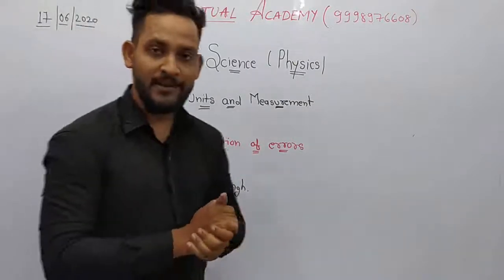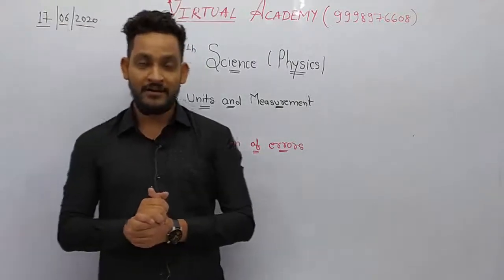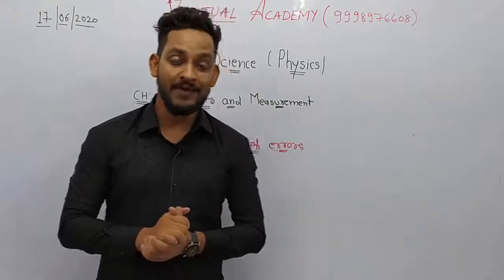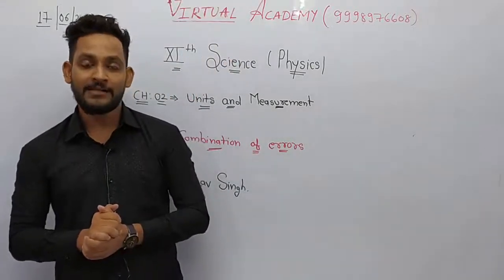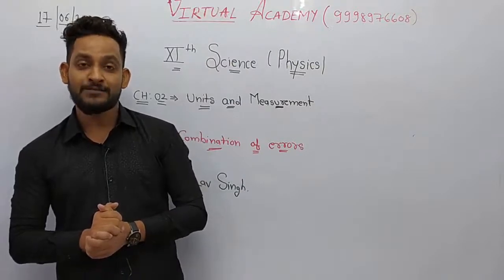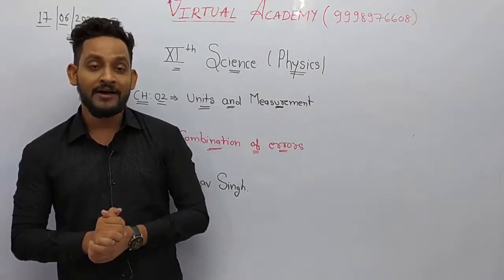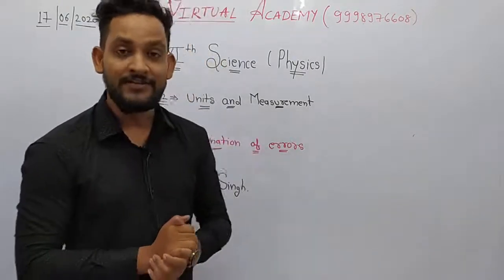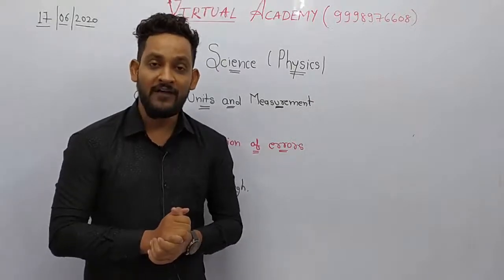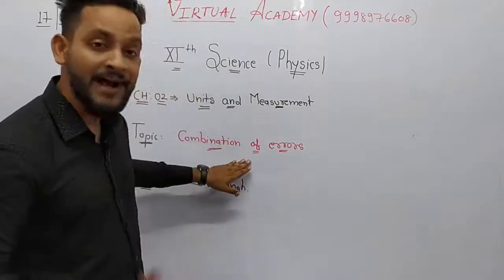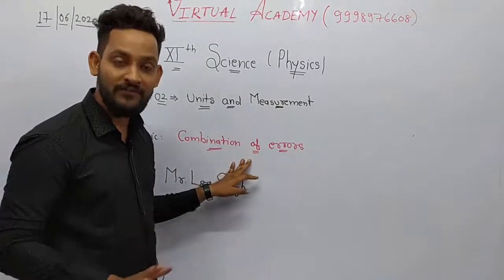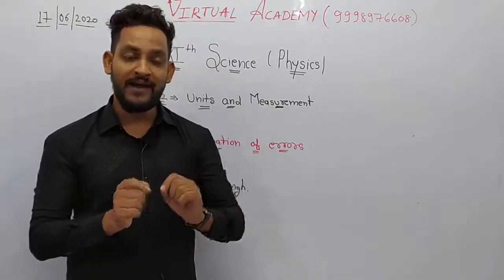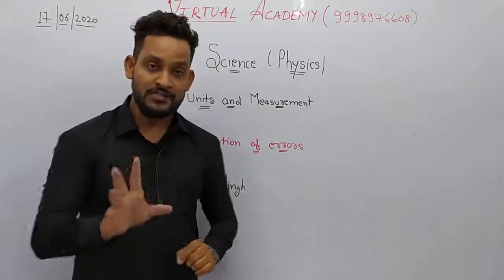Now, sir, what is combination of error? So basically, students, we have to know how to do addition, subtraction, division, multiplication, and how to deal with exponents, in terms of power, while dealing with error. We have to combine all that error, so it is known as combination of error. Clear? So today's topic is what?